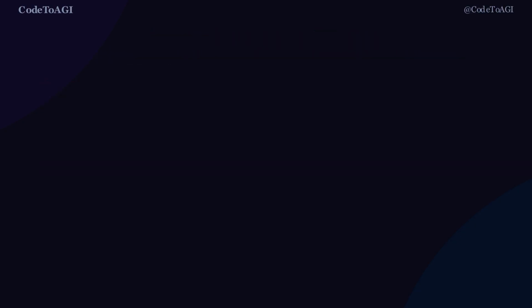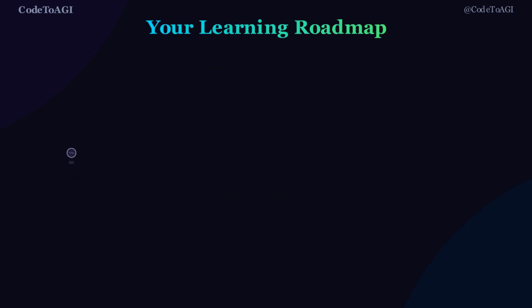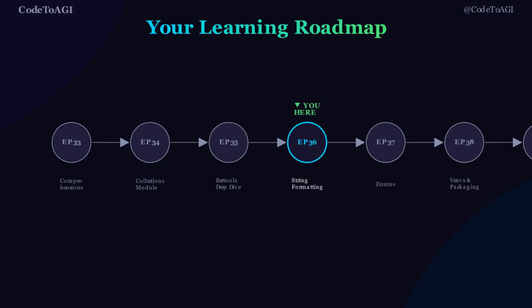Let's recap. F-strings, the colon starts the format spec. Alignment: less than, greater than, caret, plus a fill char. Number formats: comma, dot precision f, percent, e, x. Format, reusable templates with positional or keyword args. Template, safe substitution for untrusted input.